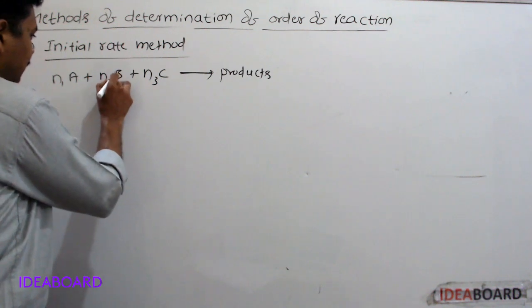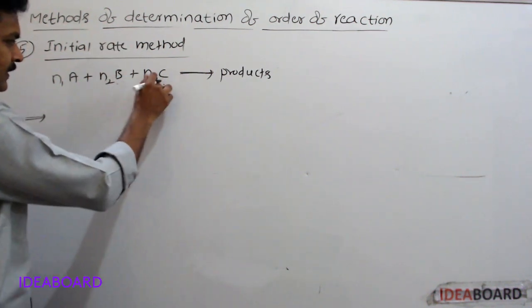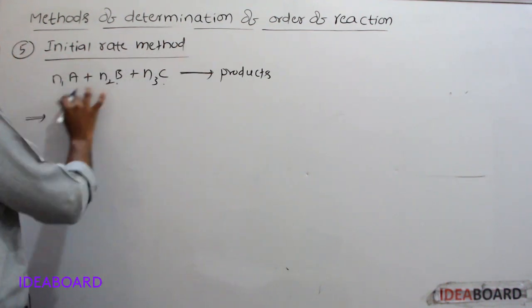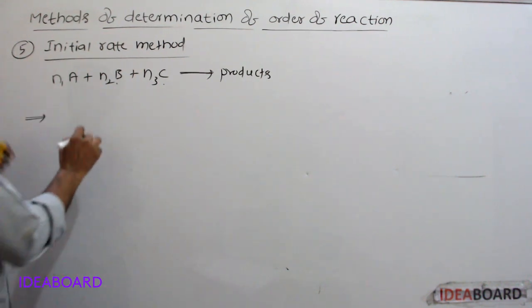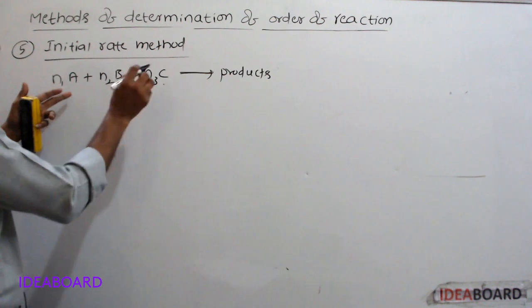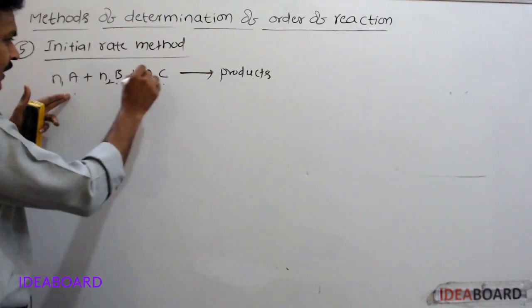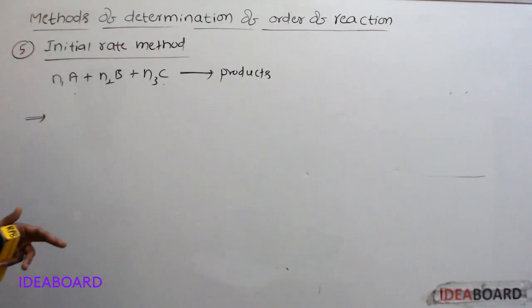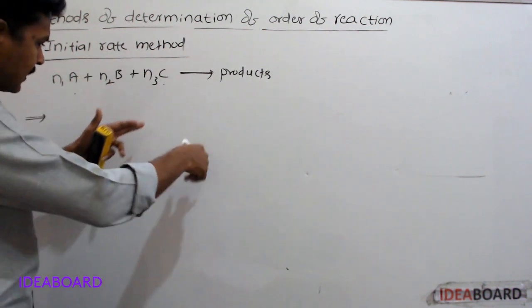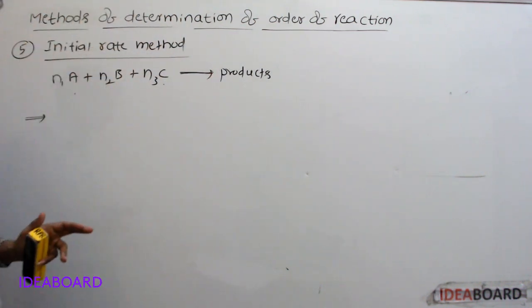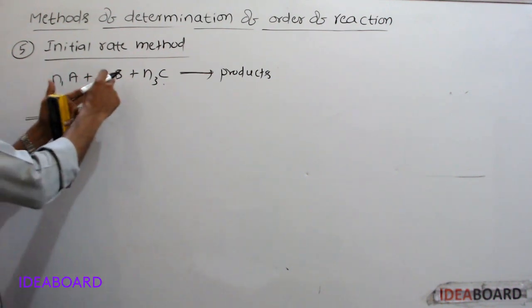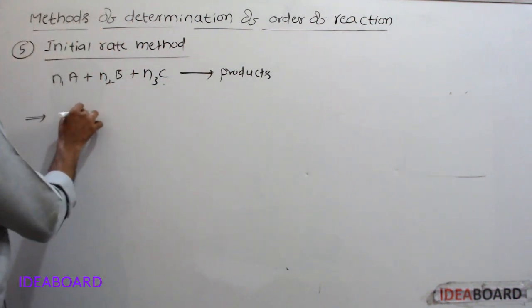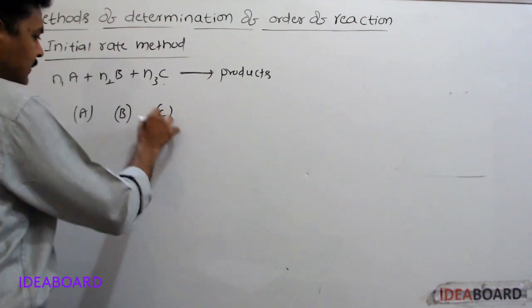So in this method, first, by keeping these two reactants' concentrations constant, we can determine the order with respect to A. Next, by keeping A concentration and C concentration constant, we can determine the order with respect to B. Third, by keeping A concentration and B concentration constant, we can determine the order with respect to C.